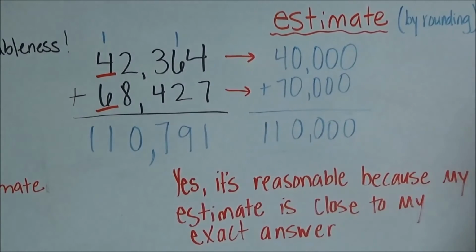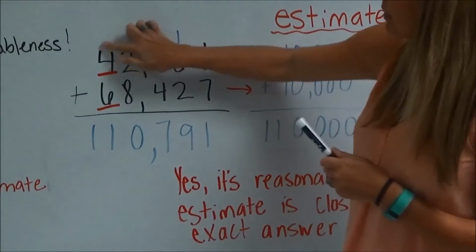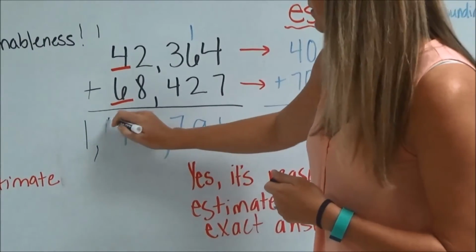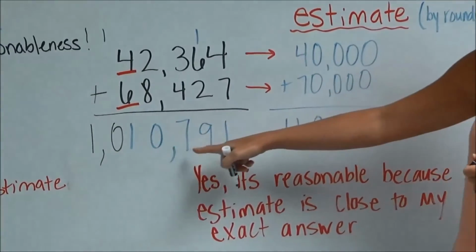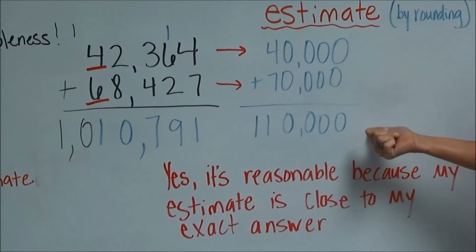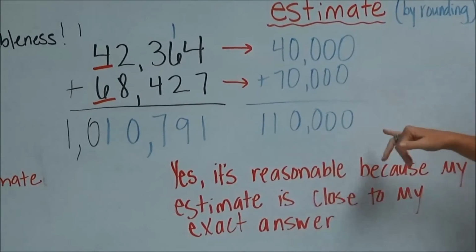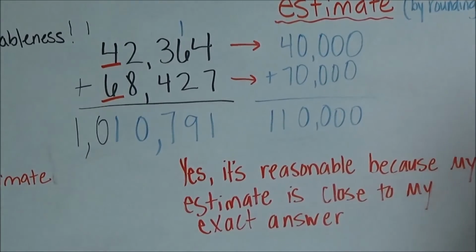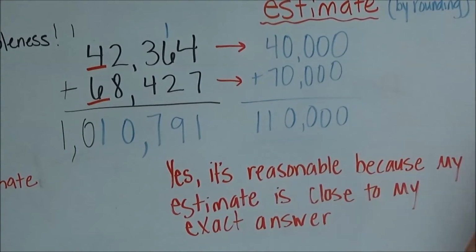All right. A time that we might say no is when students carry their 1 over here, and we would have an answer in the millions place because of an adding error. So if the student came up with 1,010,791, but their estimate was only 110,000, we would know, no, this is not reasonable, because my estimate and my exact answer do not match. That's where it's really important to be able to fluently add and know how to add correctly so that we can get correct answers.